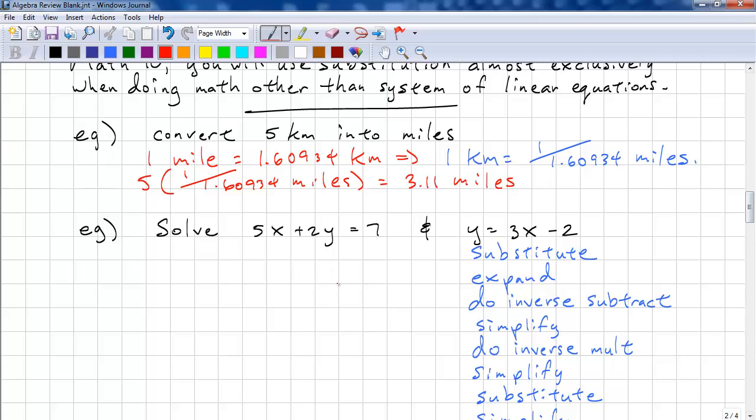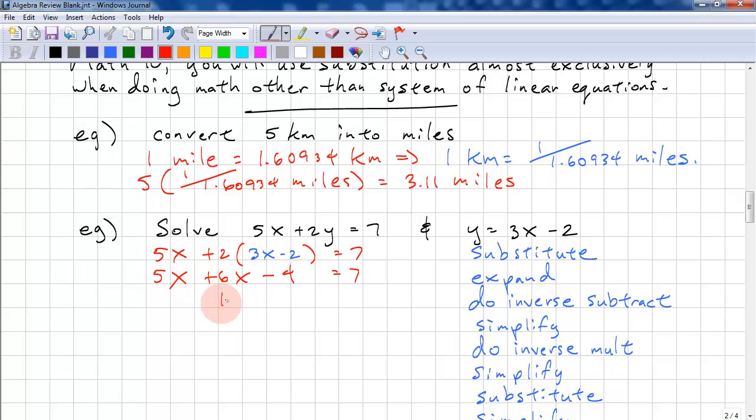Here's another way to use substitution. We have one equation and another equation. Since this is an explicit equation for y, we substitute it in. 5x plus 2, bracket, and I'm going to do this in a different color, 3x minus 2, so that you can see the substitution clearly. So whatever y is equal to, we substitute it in, and we substitute using brackets to avoid sign errors. Okay, now we expand. 2 times 3 is 6. 2 times negative 2 is minus 4, equals 7.